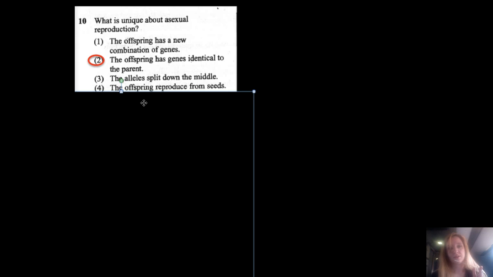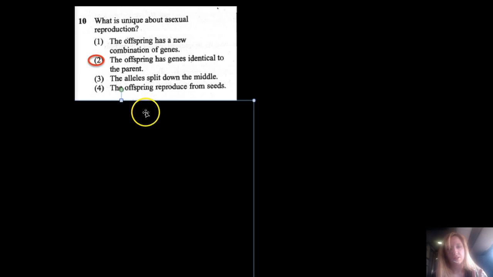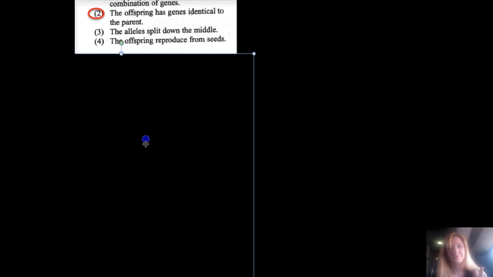3, the alleles split down the middle. No, that doesn't make any sense at all. And 4, the offspring reproduce from seeds. Nope. So it is 2.